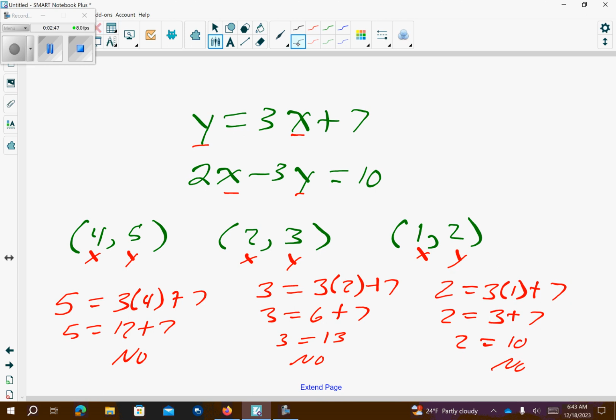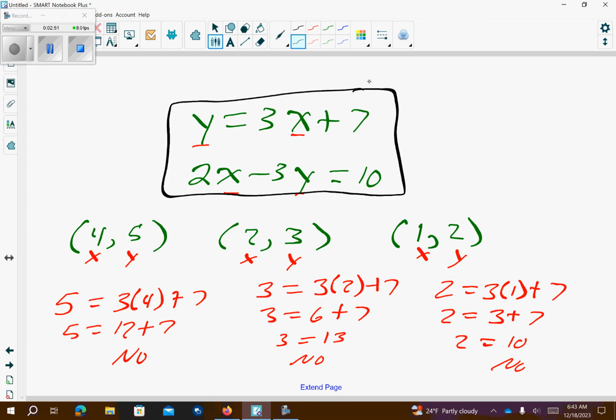When this works, if I plug my point in and it works on both, you'd wind up getting something like 7 equals 7 and 10 equals 10. If you got something like this by plugging that point in, that would be the answer. And again, I don't have the answer up here, but this is an example of how to do that problem.